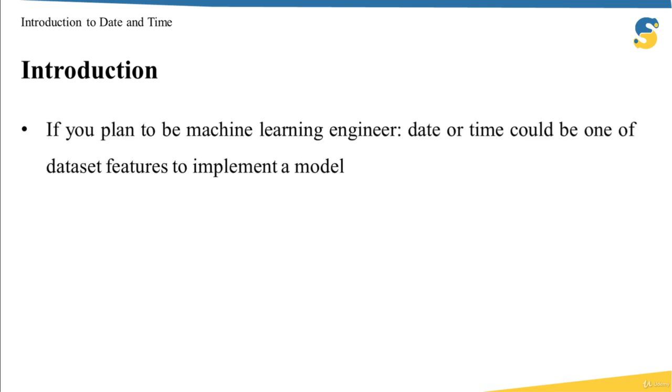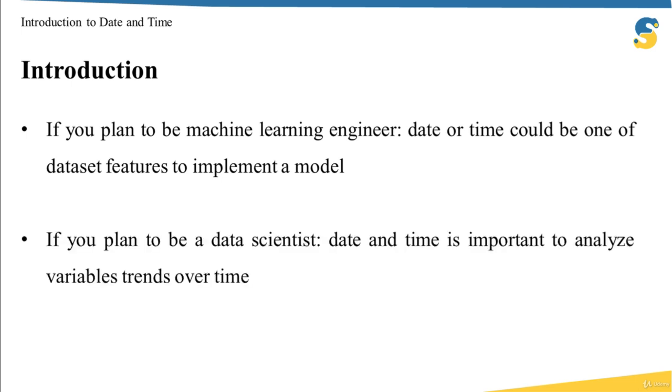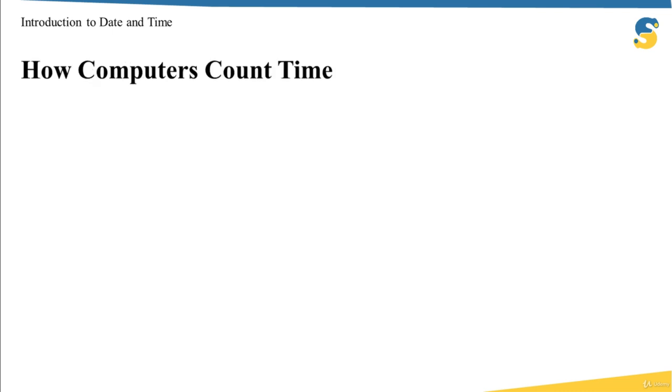Also, if you plan to be a machine learning engineer, you have to know that date or time could be one of the dataset features used to implement the final model. Finally, if you plan to be a data scientist, for example, date and time is quite important to analyze variables' trends over time. So literally, date and time exist everywhere. Now let's see how computers count the time.